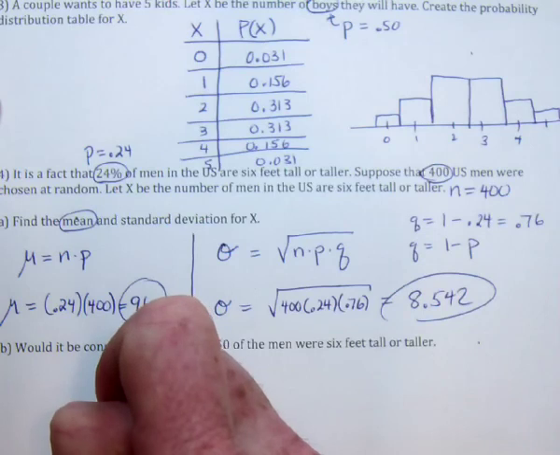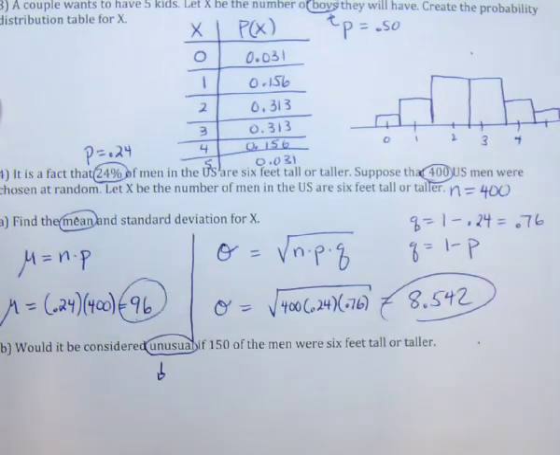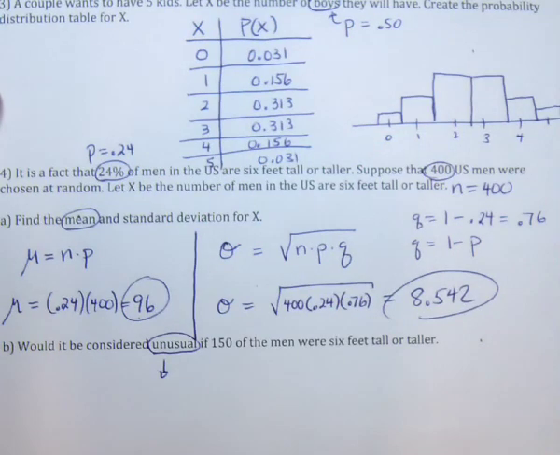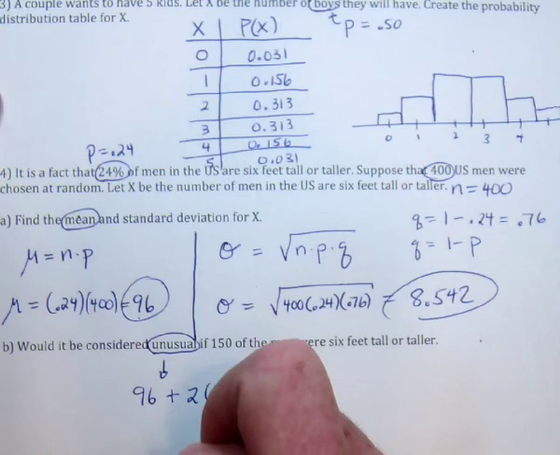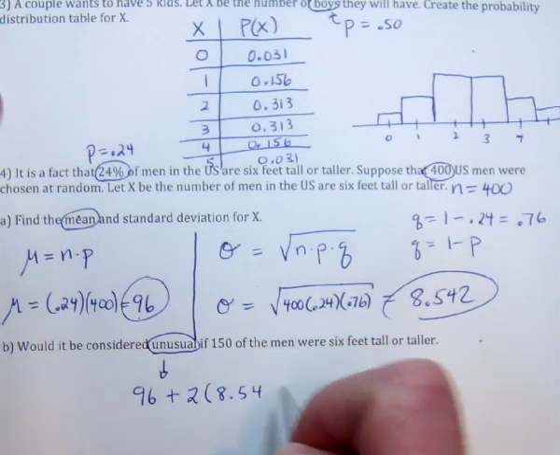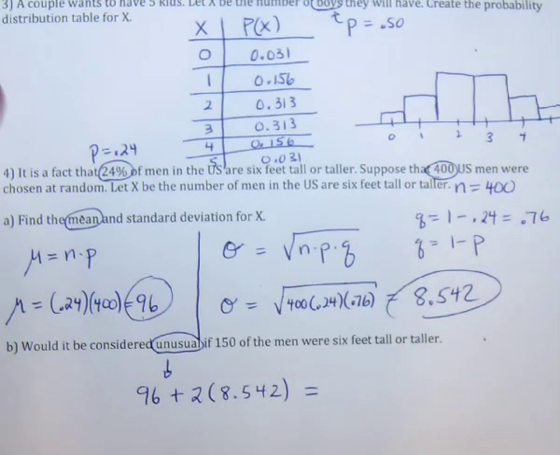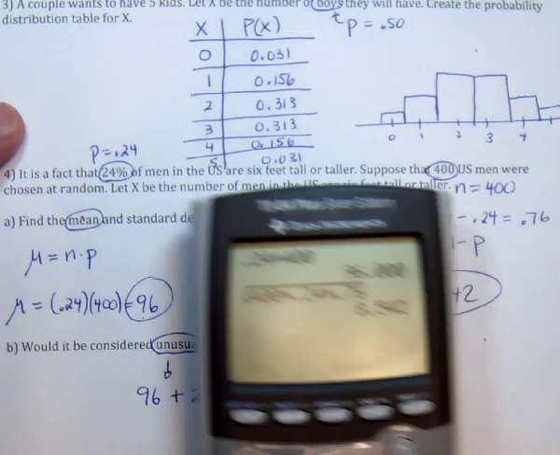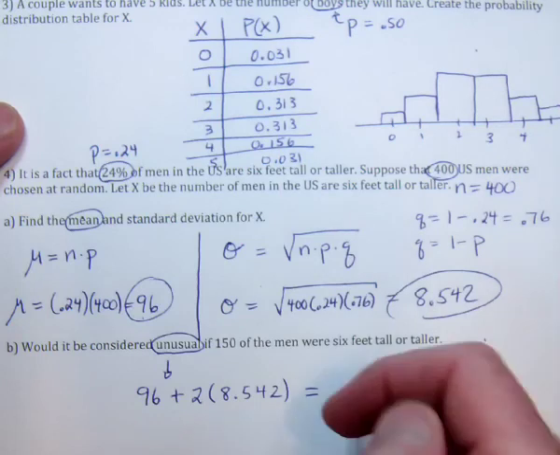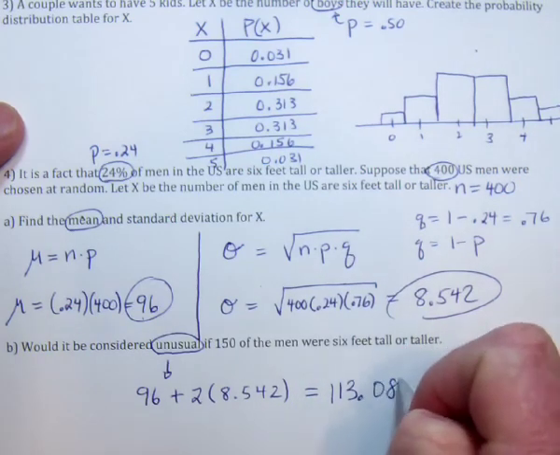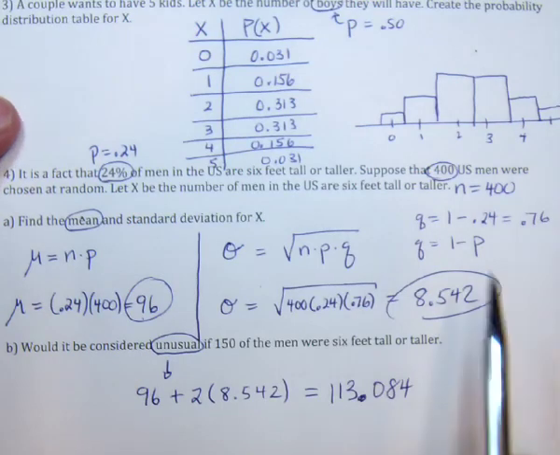So if you start at the mean, in other words, we would expect 96 men to be 6 foot tall or taller. But then if you add on 2 standard deviations, that gives you the upper cutoff. So take 96 plus 2 standard deviations, and that gives you the upper cutoff for what's considered a lot of men being that tall. So the cutoff is 113 men. 113.084.